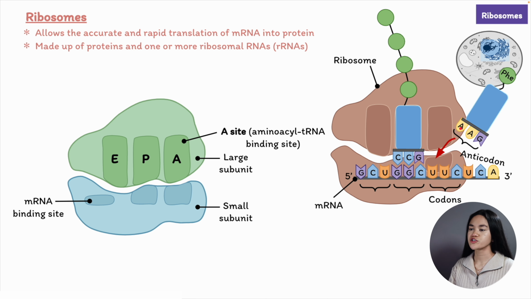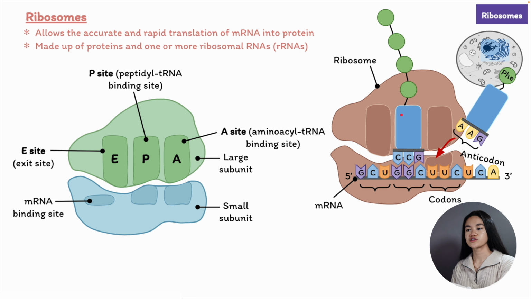Okay, so a charged tRNA enters the A site by base pairing with the complementary codon on the mRNA molecule. We covered this in the transcription and translation lecture. The P site is the peptidyl tRNA binding site, which holds the tRNA carrying the growing polypeptide chain, and the E site is the exit. So the discharged tRNAs leave the ribosome from the E site. This cycle of reactions is repeated each time an amino acid is added to a polypeptide chain.